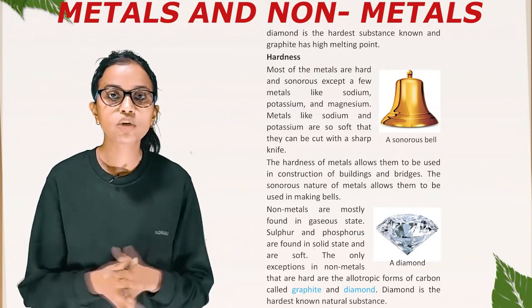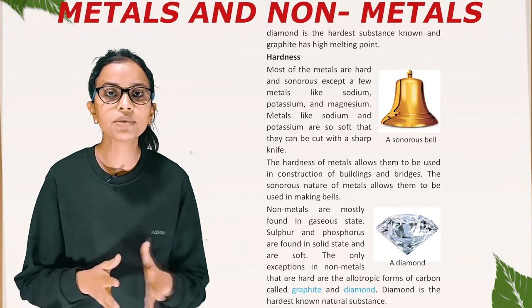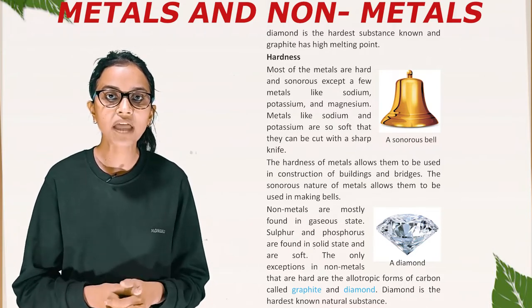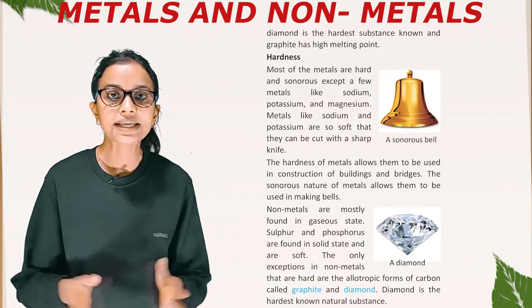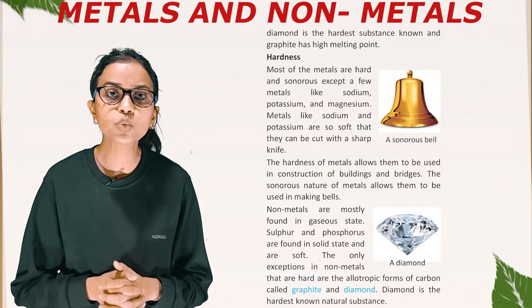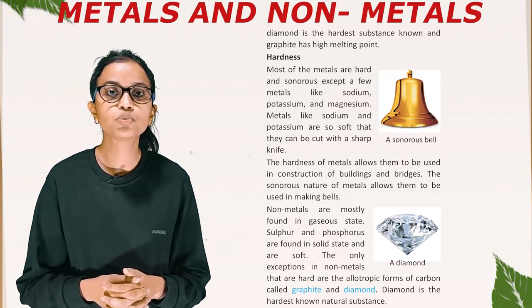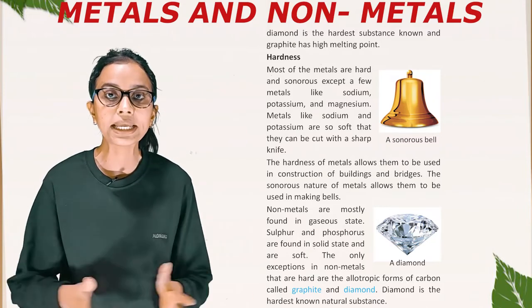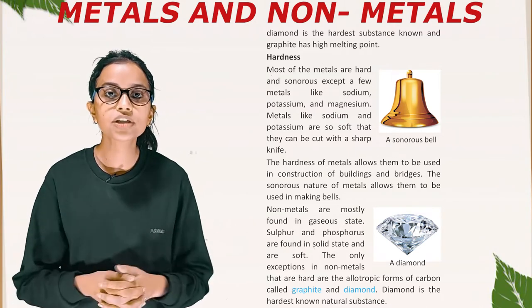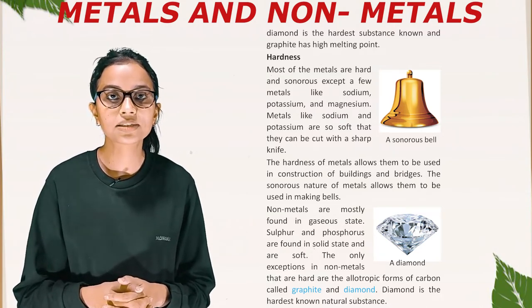Hardness. Most of the metals are hard and sonorous except a few metals like sodium, potassium and magnesium. Metals like sodium and potassium are so soft that they can be cut with a sharp knife. The hardness of metals allows them to be used in the construction of buildings and bridges. The sonorous nature of metals allows them to be used in making bells.